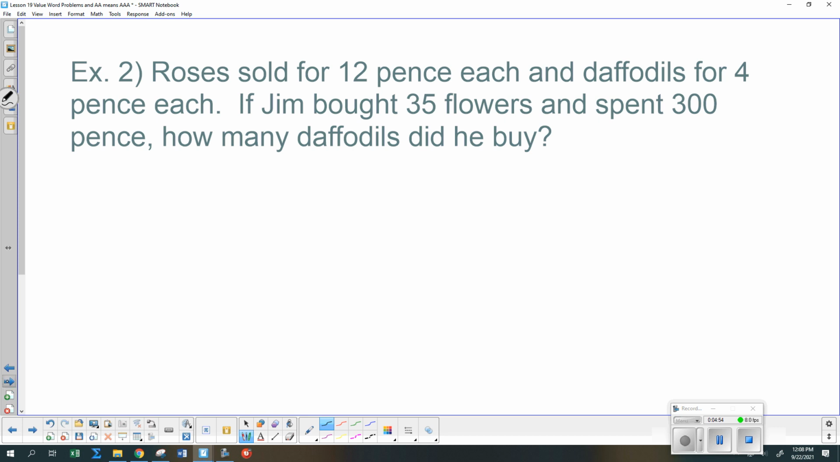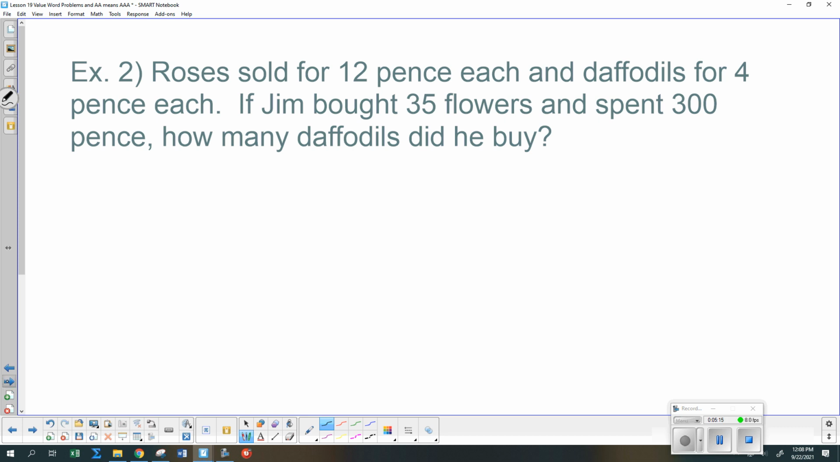And in all honesty, I haven't been to England in forever, and I don't know after they left the EU if they've gone back to pence or if they're still using euros and all that, or what they're using these days. But it's just a kind of currency. So 1 rose would cost 12, 2 roses will cost 2 times 12, 3 roses will cost 3 times 12, and so on.